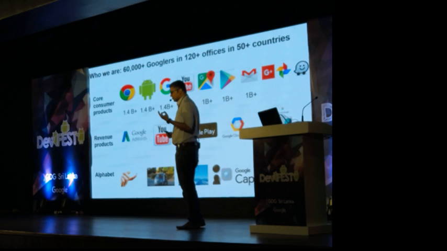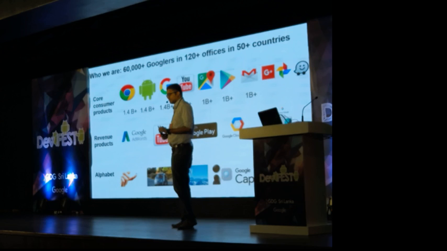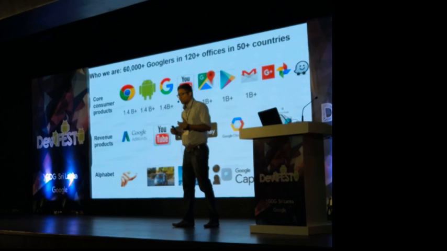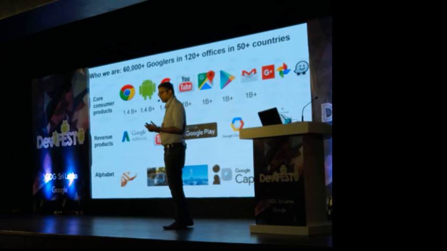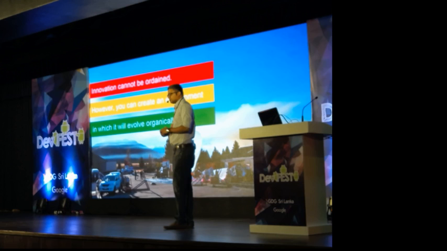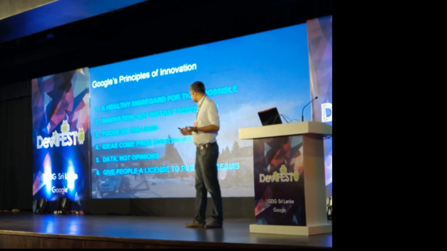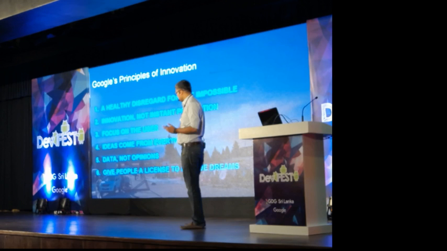So for a company this big, the challenge is, how do you sustain innovation, and how do you build a culture? You can't force innovation. So what do you do? You set up an ecosystem that encourages it. So our 6 principles of innovation: a healthy disregard for the impossible, innovation, not instant perfection, focus on the user, ideas come from everywhere, data, not opinions, and give people a license to pursue their dreams.